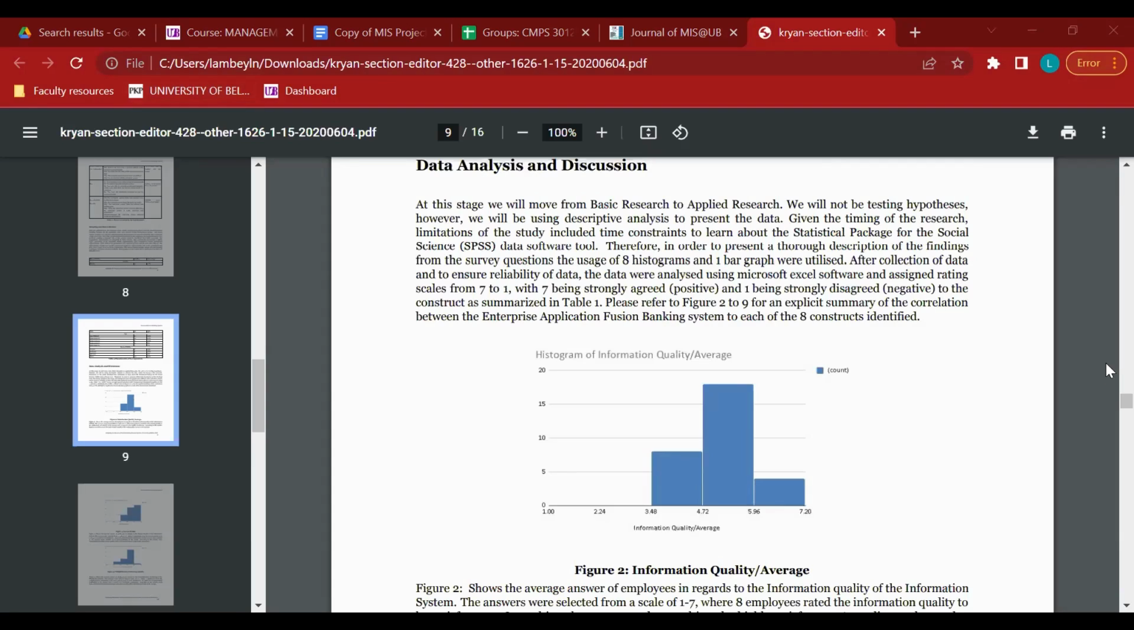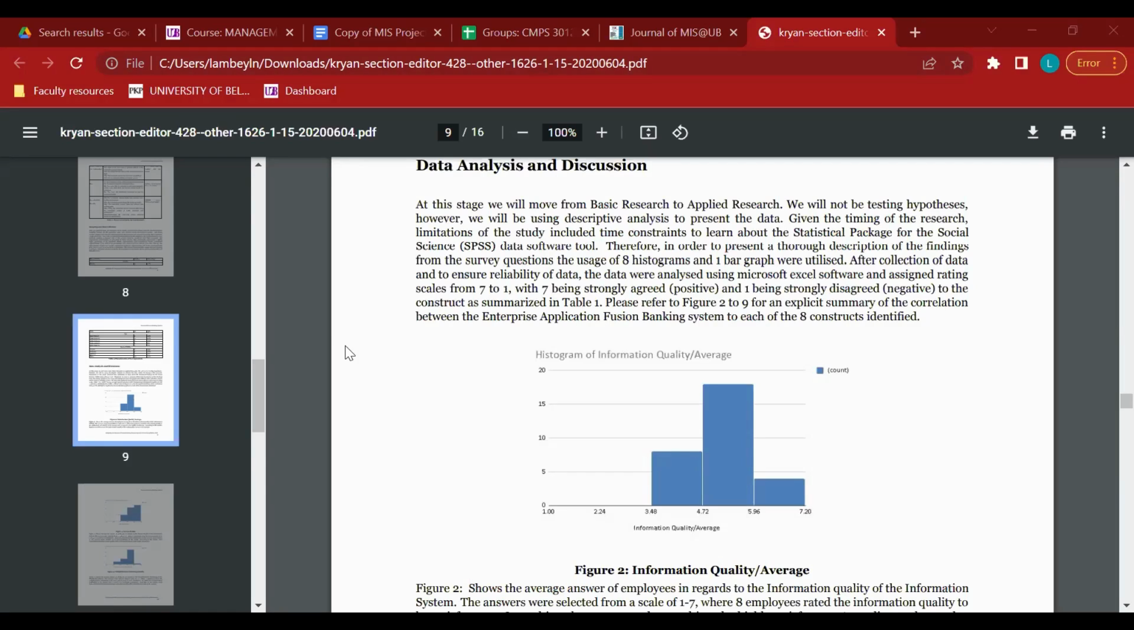Good night. So the data analysis section, miss? Yes. Okay. At this stage, we will move from basic research to applied research. We will not be testing hypotheses. However, we will be using descriptive analysis to present the data. Given the timing of the research, limitations of the study included time constraints to learn about the statistical package for the social science data software tool. Therefore, in order to present a thorough description of the findings from the survey questions, the usage of 8 histograms and 1 bar graph were utilized.